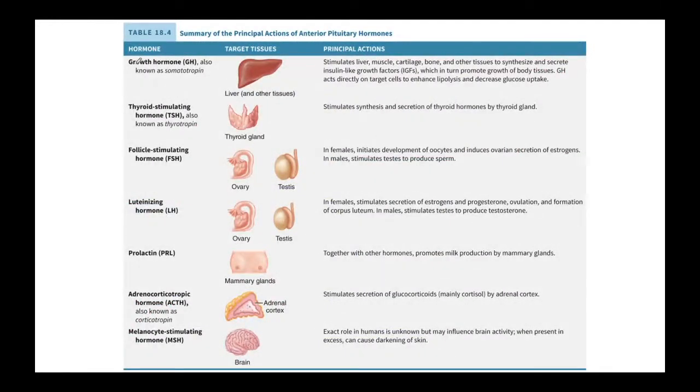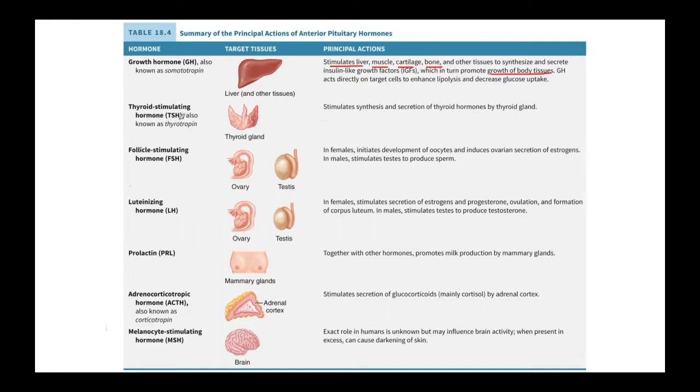Okay, so let's just review. So growth hormone is going to stimulate the liver, the muscle, cartilage, bone, and other tissues to secrete what's called insulin-like growth factors. Not insulin, but insulin-like growth factors, which in turn promote growth of body tissues, right? It's going to allow muscles and bones and cartilage to regenerate and repair.